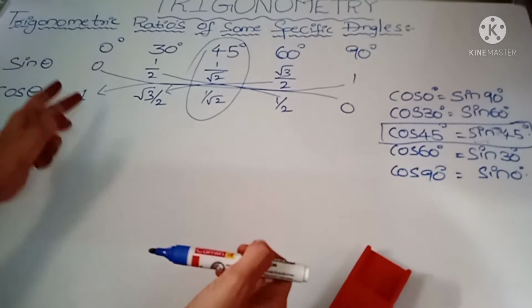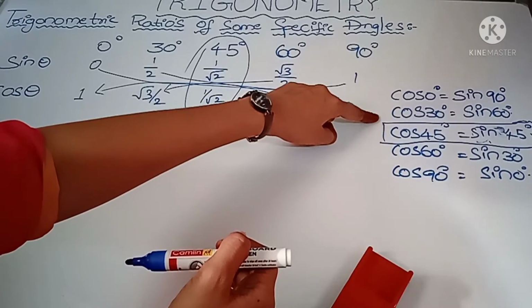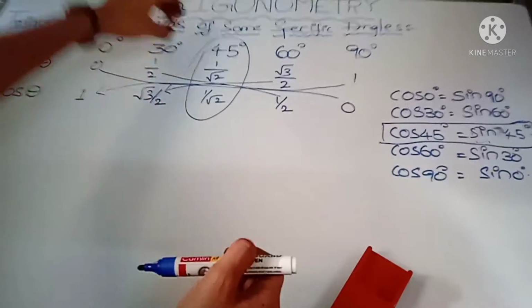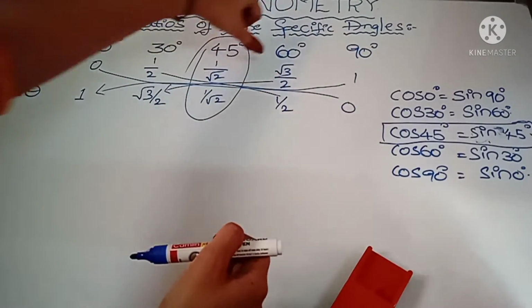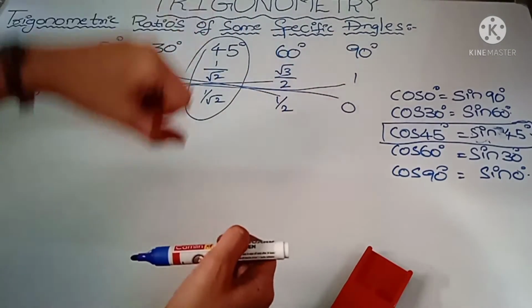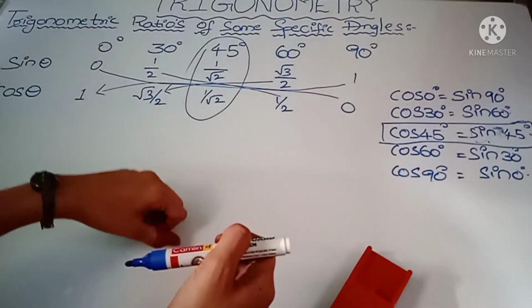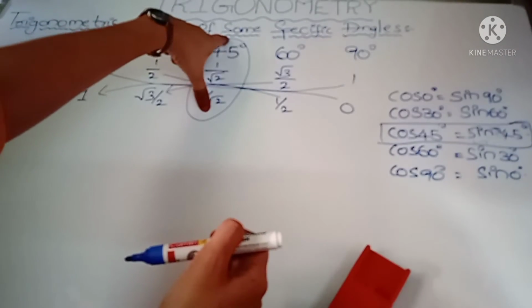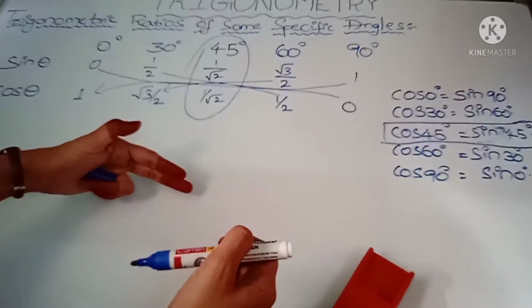Up to here clear? See here, cos 0 is sin 90 degrees, cos 30 degrees is sin 60 degrees. Okay, next cos 60 degrees is sin 30, cos 90 is sin 0, and these 45 degrees are same. We are reversing the values of sine.